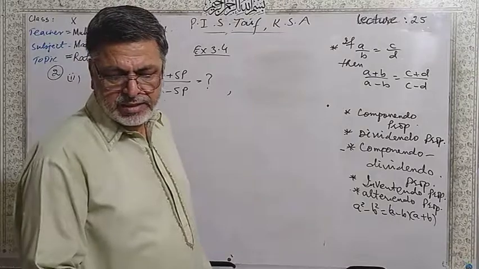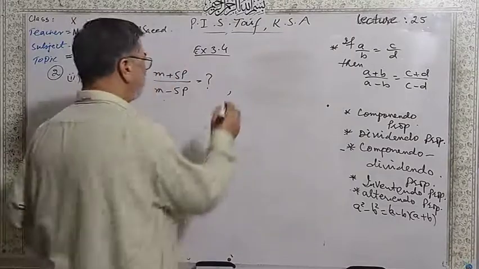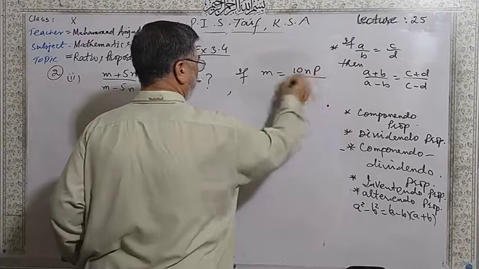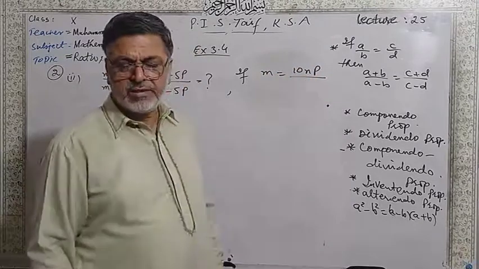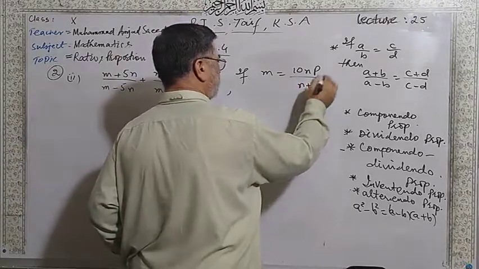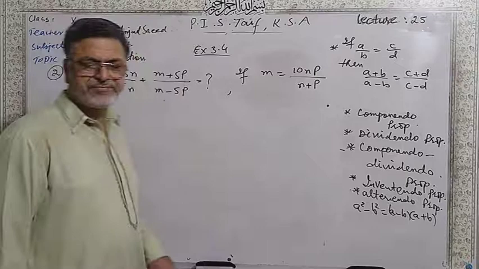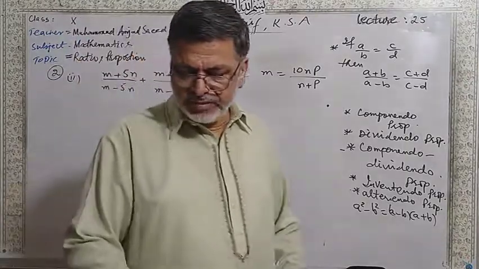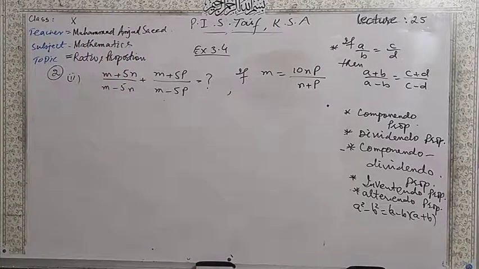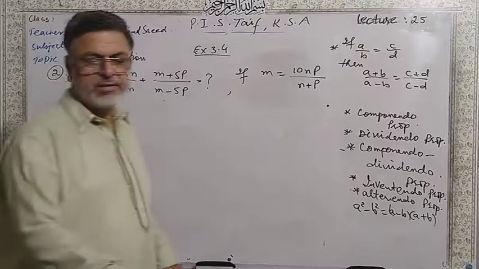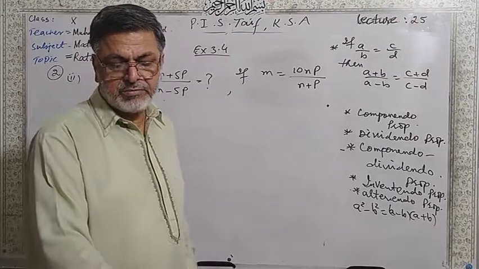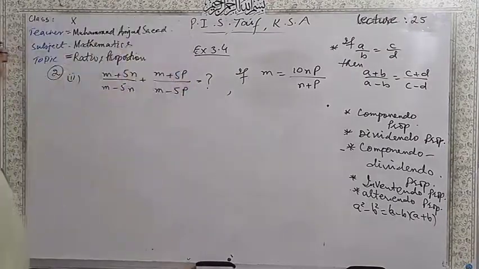Whereas you are given that m is equal to 10np over n plus p. This is your question number 2, part 2.